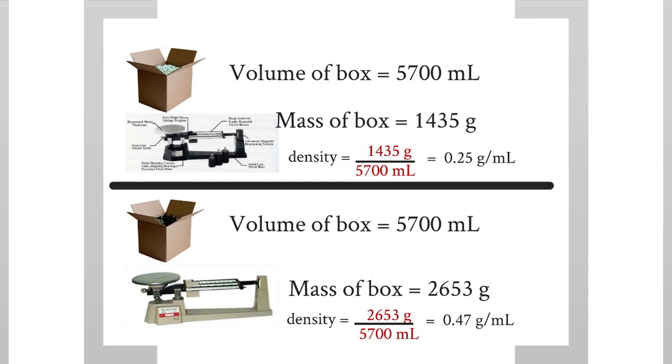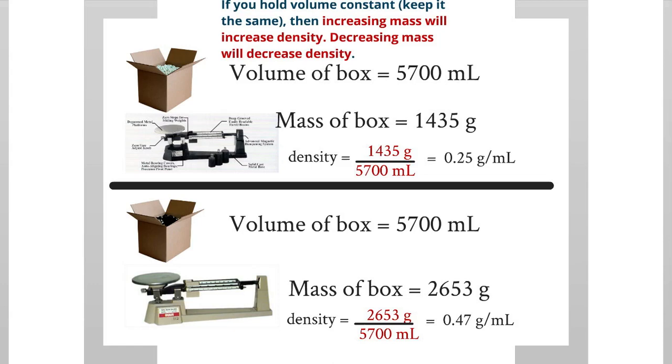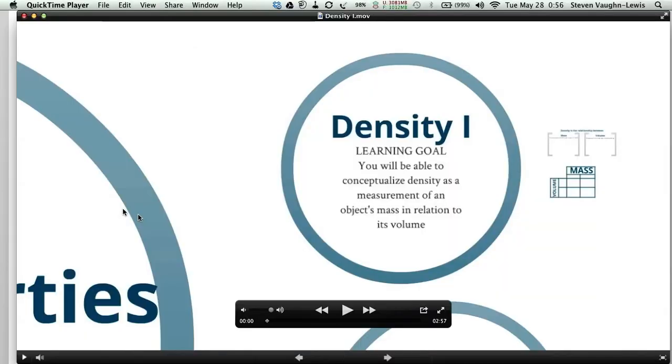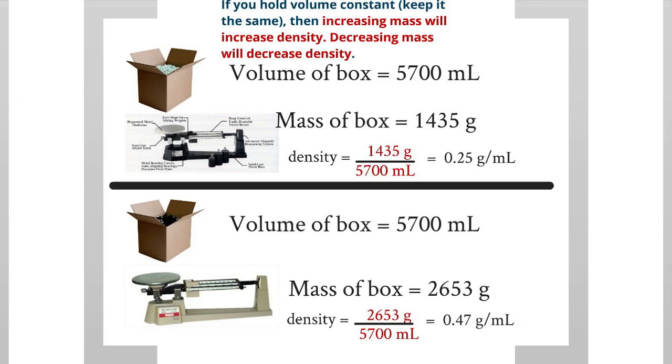So in our first example, when the box was really light and the volume was 5,700, our density was 0.25. But in our second example, when we made the box heavier and we kept the volume of the box the same at 5,700, that density was almost twice as much. It was 0.47 grams per milliliter. So that shows us that if you hold the volume constant, that means if you keep the volume the same, then increasing the mass will increase the density. But what if we decrease the mass?